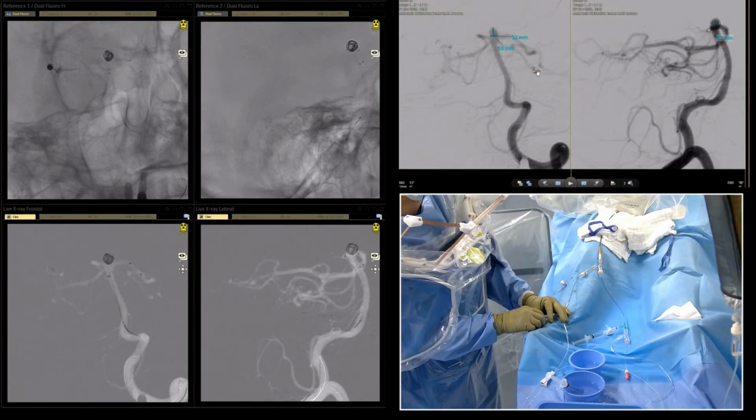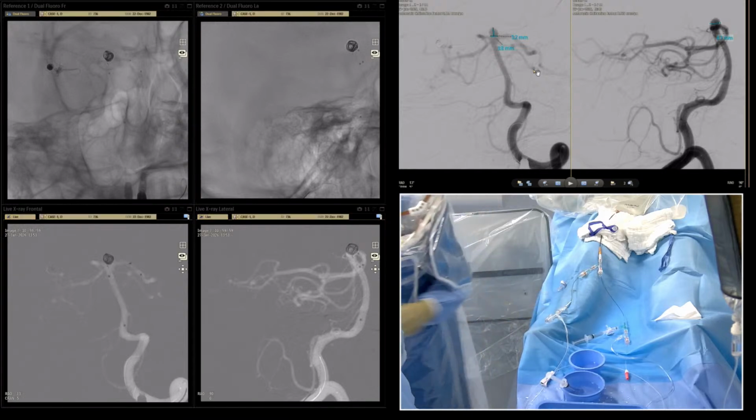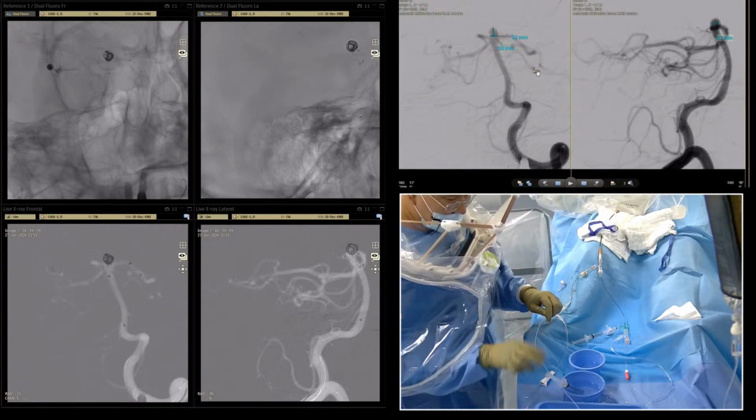Yes, the first coil was 4/13. A little bit prolapse. And coil number 2 is 3/4.